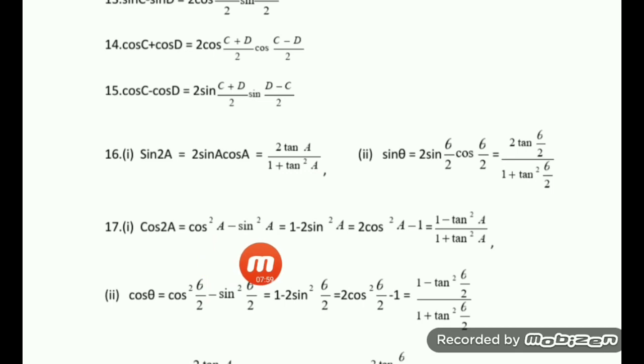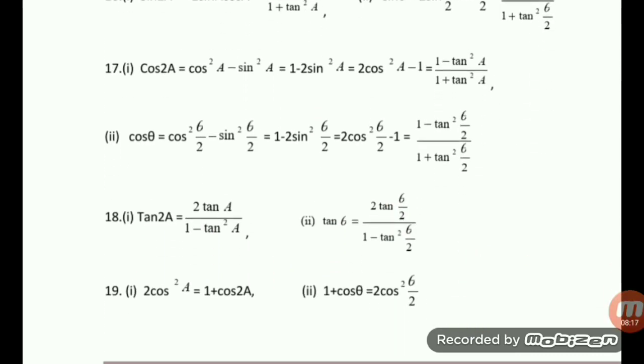Similarly, cos of twice A, we have got 4 parts of the formula. One is cos square A minus sine square A. When I convert cos in terms of sine, it becomes 1 minus 2 sine square A. Or when I change sine in terms of cos, it becomes 2 cos square A minus 1. And this result in terms of tan is 1 minus tan square A by 1 plus tan square A. So these are the submultiple angle formulas. Similarly, tan twice A is 2 tan A by 1 minus tan square A. And these two formulas are very important, remember. 1 plus cos twice A is 2 cos square A, or 1 plus cos theta is 2 cos square theta by 2. This formula and the next one are very important, and derived from this 17.